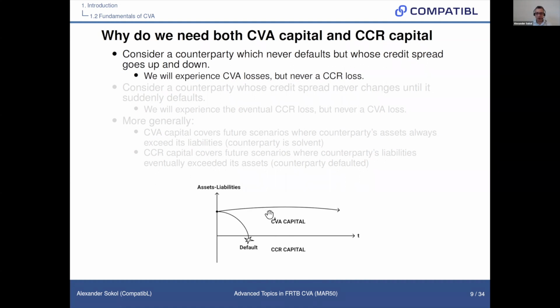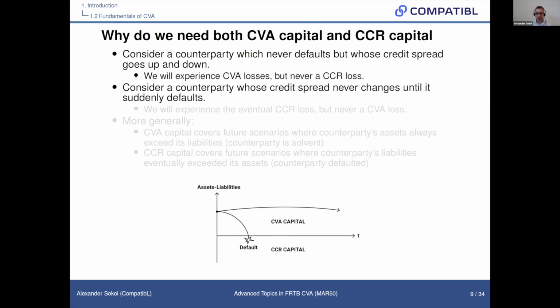Counterparty credit risk goes up and down, default never occurs. So you do experience some volatility of CVA P&L, and you need capital to protect against that, but there is never a default. So in this case, you never experience the loss that counterparty credit risk capital protects against, but you do experience a loss that CVA capital protects against.